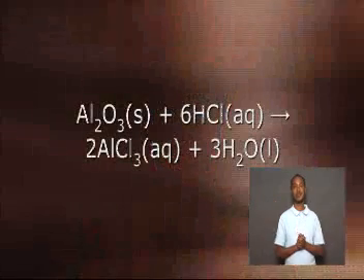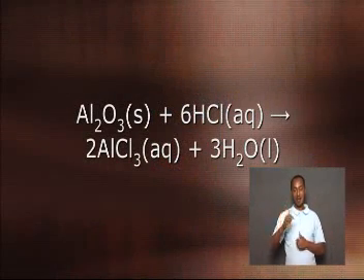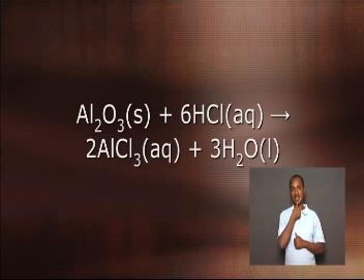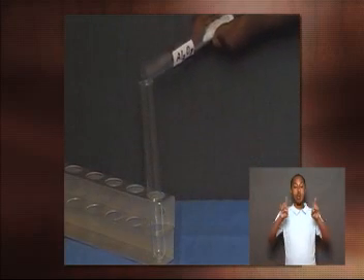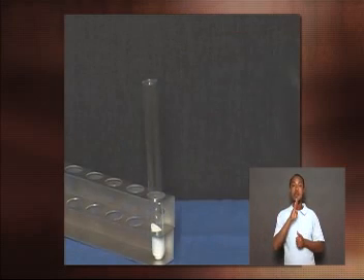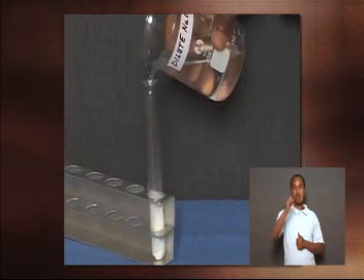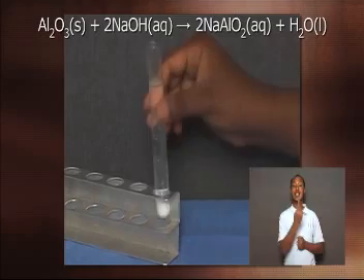Let us look at the behavior of aluminium oxide as an example. When it reacts with hydrochloric acid, which is, of course, an acid, aluminium chloride and water are produced. When it reacts with sodium hydroxide, which is a base, sodium aluminate and water are formed.